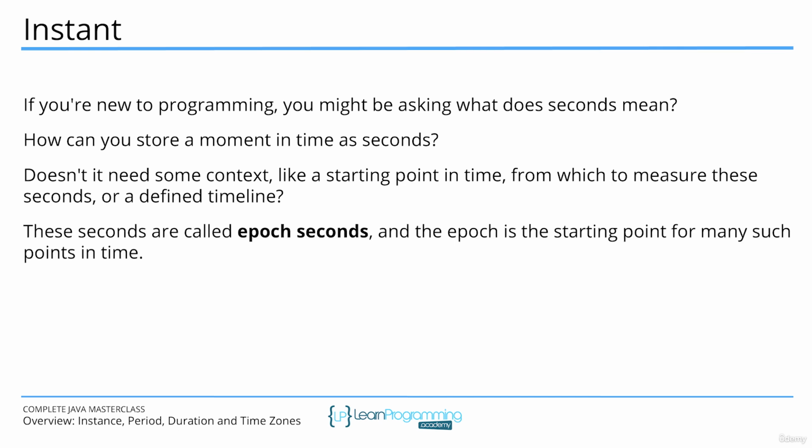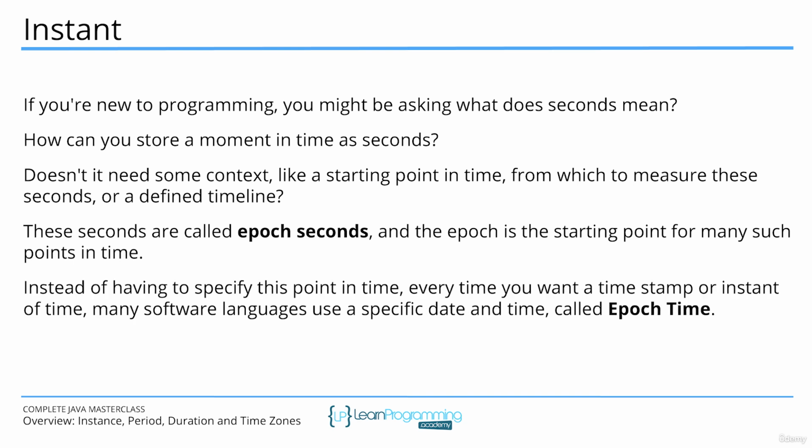These seconds are called epoch seconds by Java's documentation, and the epoch is the starting point for many such points in time. Instead of having to specify this point in time every time you want a timestamp or instant of time, many software languages use a specific date and time, called epoch time.